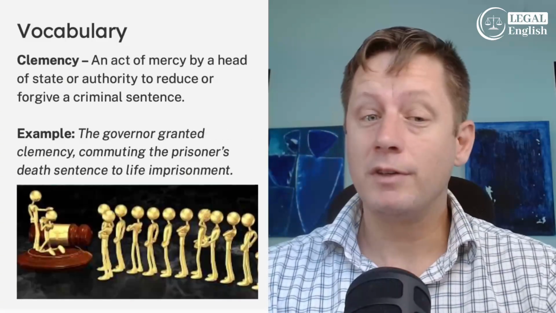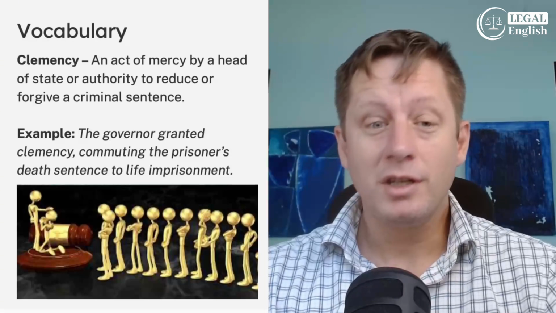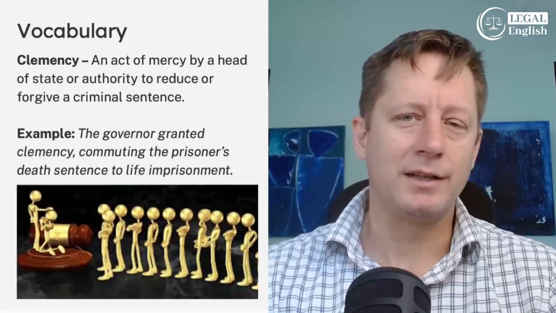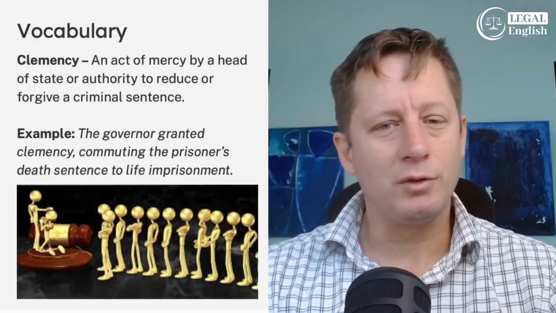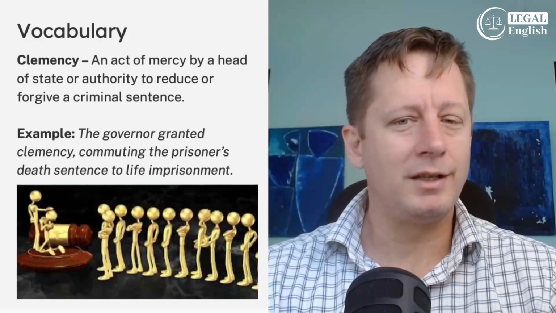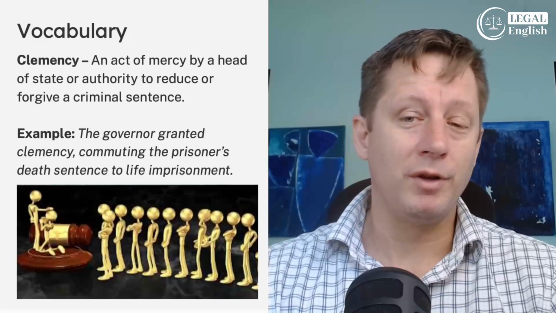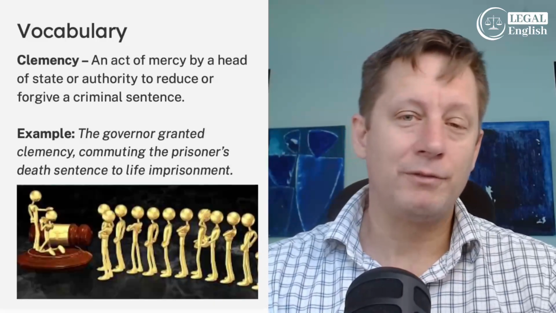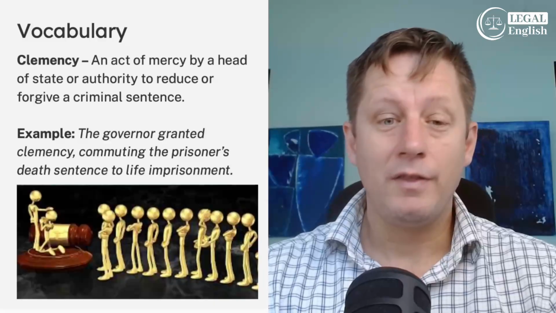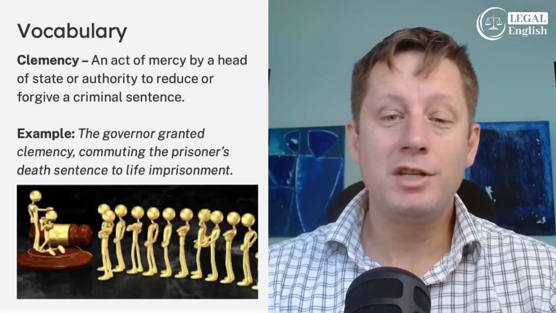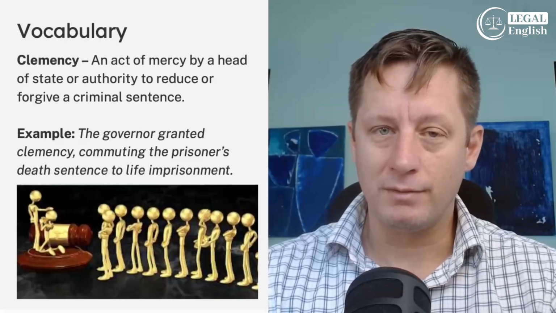Not every remedy comes from the courts. Sometimes relief comes from the executive branch in the form of clemency. Clemency is an act of mercy. It doesn't erase the conviction, but it can reduce the punishment. For example, imagine a prisoner sentenced to death. After years of appeals fail, the governor intervenes, granting clemency and changing the sentence to life in prison.